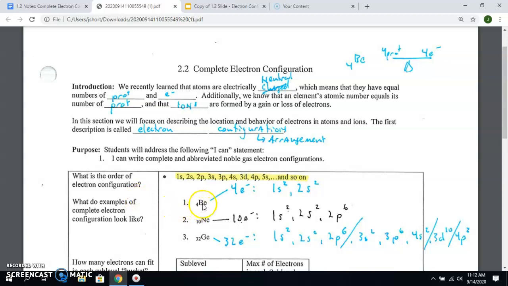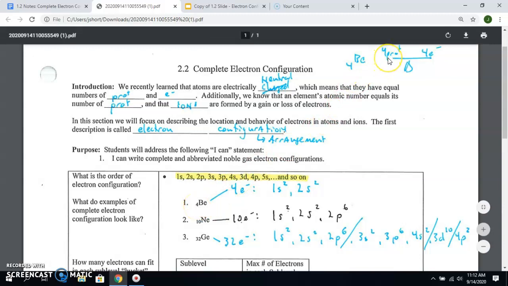Okay, so let's stop and think about this. Up here, we learned that because atoms are neutral, they must have an equal number of protons and electrons. So here, because we're talking about neutral beryllium, there's no charge, beryllium must have not only 4 protons.